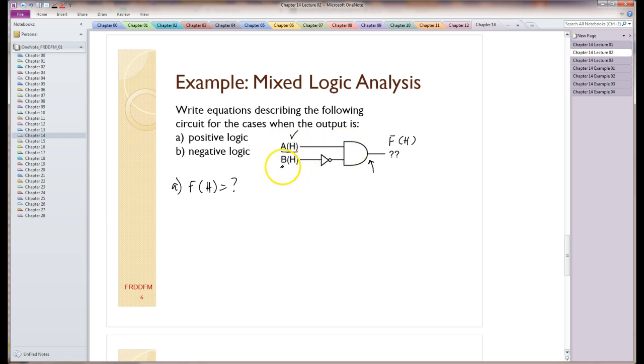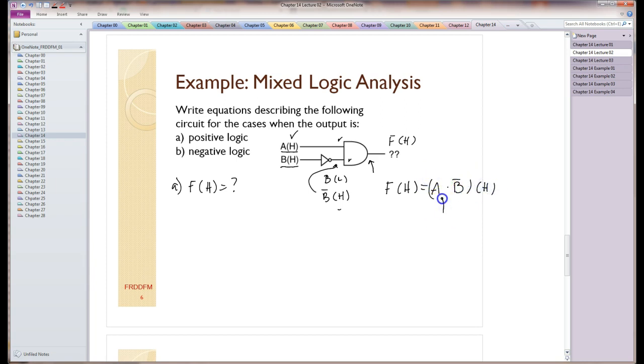So here we go, this is a positive logic B, goes through an inverter, becomes negative logic. Not very comfortable with that because this expects positive logic, so I'm going to change that to B naught sub high using equivalent signals. And so I have an A high and a B naught sub high, and I can write the equation from that, which is going to be F sub high. I will take a shortcut here, A B naught sub high.